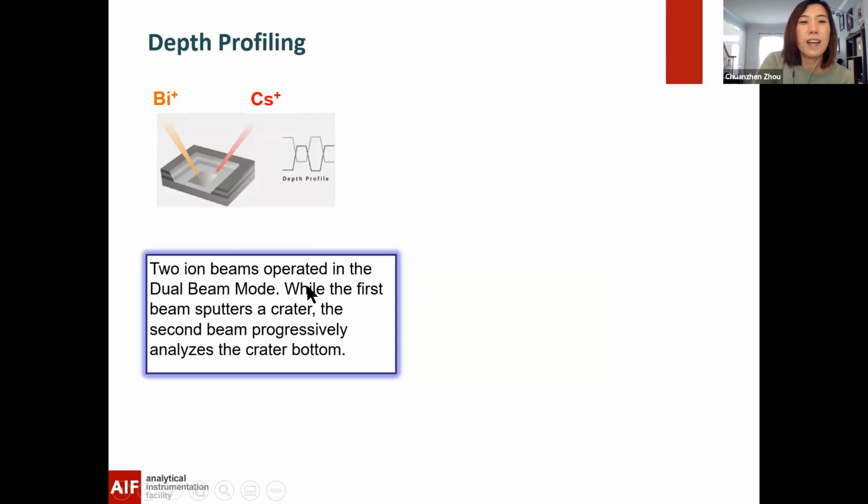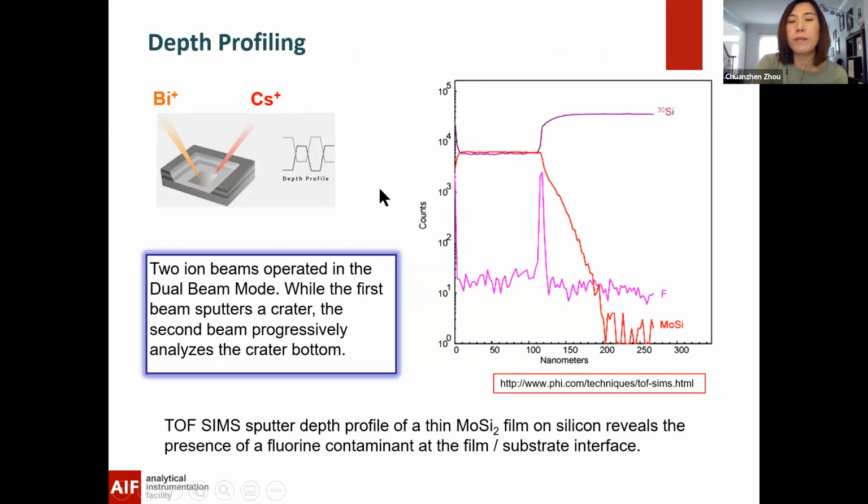All right, so for the depth profile, you use two beams alternately. You use cesium to sputter, and then you use the primary beam to analyze the bottom of the crater. With these two beams working alternately, you can eventually get a depth profile. This is just a very simple example of an amorphous silicon thin film on top of silicon. As you can see, silicon ions are in this film and also in the silicon substrate. But of course, because of the chemical composition of silicon, over here you get a much higher silicon intensity. Right under the interface, you can see fluorine contamination. So it is very sensitive for looking at the interface and at contaminations.